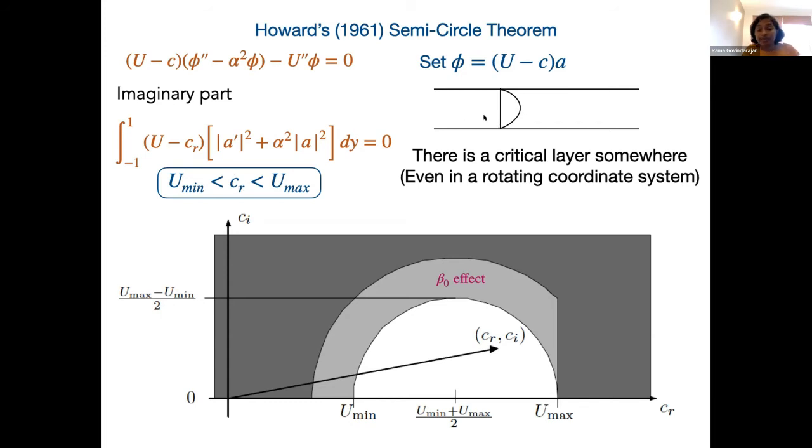So there has to be one layer in this flow where this capital U is equal to c. That means this term goes to 0. That's called the critical point, and there's a thin layer around it called the critical layer. This is going to exist; that's what the Howard semicircle theorem basically tells us. It's called a semicircle theorem because there's a limit on c_i as well, which I'm not calculating, and that goes as a semicircle.